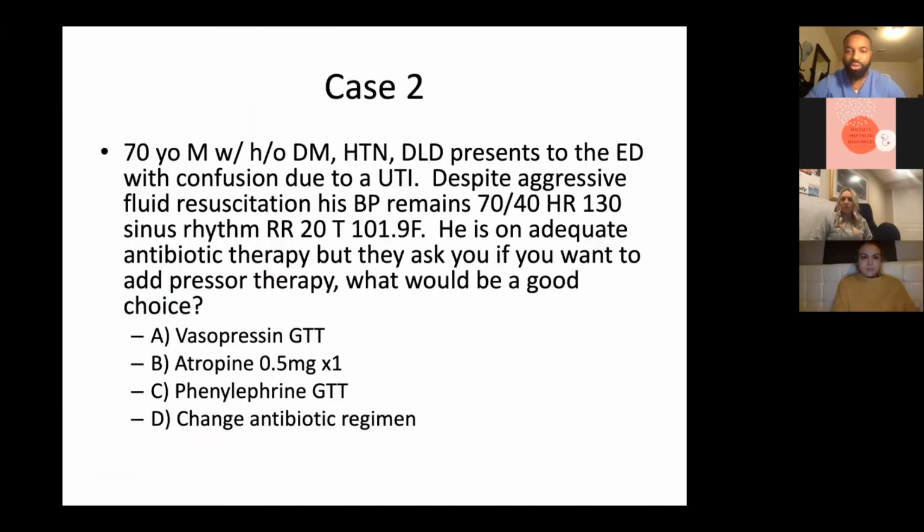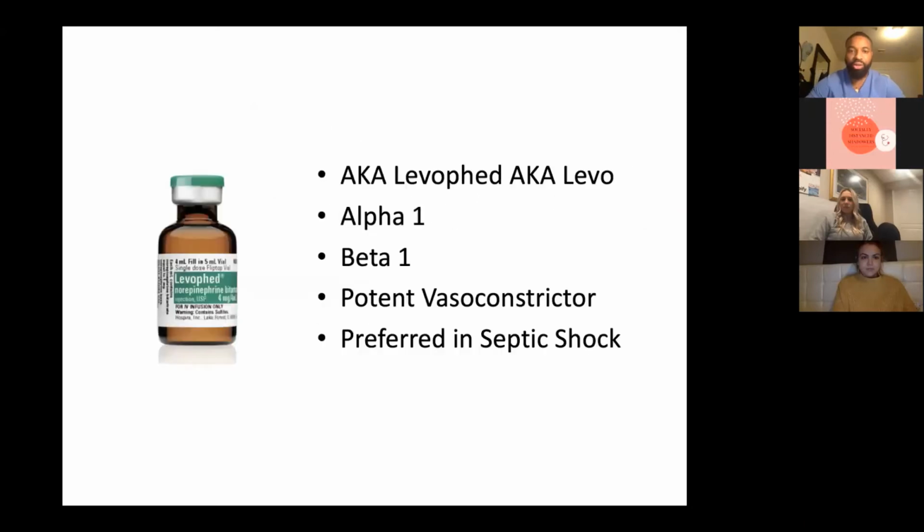So this one is norepinephrine. This is Levophed, mainly alpha 1 and beta 1, as we spoke already. So they're potent vasoconstrictors. These are preferred in septic shock. So when a patient is in septic shock, you can see why it's important. Septic shock causes systemic vascular resistance to drop. So by giving them a strong alpha 1, you're going to be able to up that resistance.